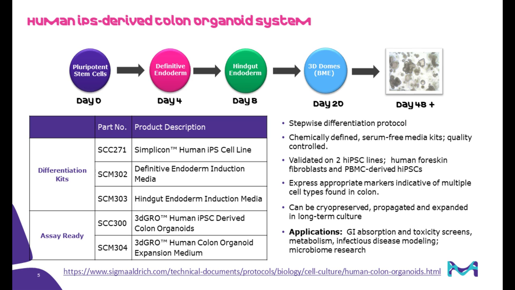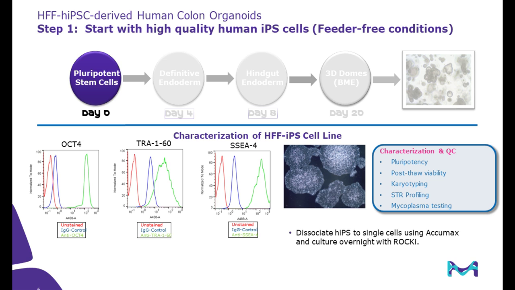And for researchers who may not want to go through the lengthy differentiation process, we also offer cryopreserved human iPS-derived colon organoids and the expansion media. The colon organoids can be used for a variety of applications, including GI absorption and toxicity screens of oral drugs, metabolism, infectious disease modeling, and microbiome research.